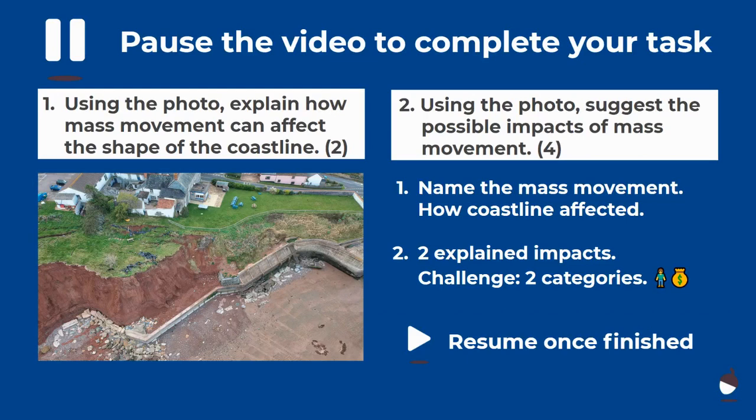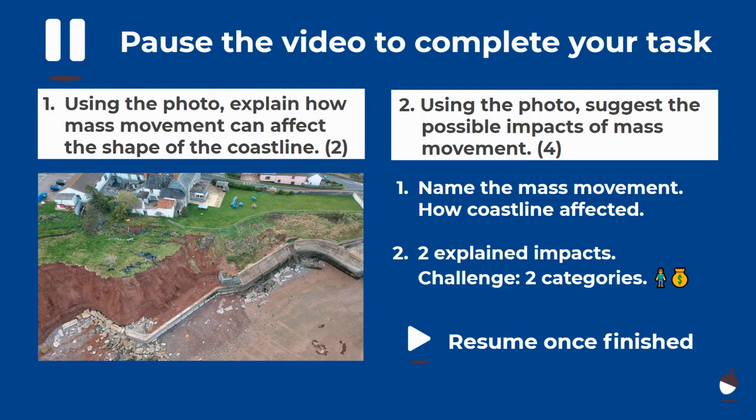It's now your turn to get stuck in. You've got 2 questions to do. Number 1, using the photo, explain how mass movement can affect the shape of the coastline. And to do that, I would like you for the first mark to name the type of mass movement you can see. So really look carefully at the photo to see if you think it's rockfall, whether you think it's sliding or whether you think it's slumping. And for the second mark, I would like you to tell me how the coastline has been affected.